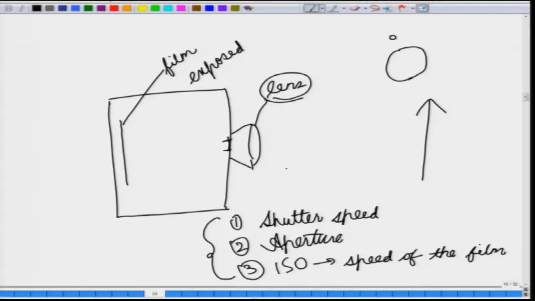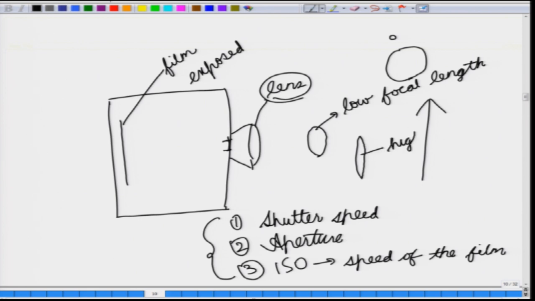Now, in most cases these are convex lenses. You can have a lens that is stouter, with a low focal length, or you can have a lens that is thinner, in which case we say that this lens has a high focal length. Both of these lenses will be able to focus the light coming from the object onto the film, but if you are using a short focal length lens, you will be able to see a wider area in your image, whereas if you are using a long focal length lens, you will be able to see only a very small amount of the whole field of view. So, the picture that you will get will depend on all of these factors.